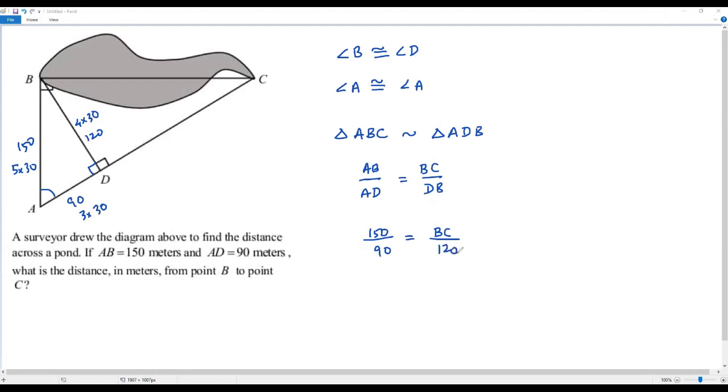Okay, let me do it. Here both 150 and 90 have the greatest common divisor 30. That is, 30 goes into 90 3 times and 30 goes into 150 5 times. We get 5 over 3 equals BC divided by 120. Now let's multiply both sides of this equation by 120 to solve for BC. This 120 will cancel out. Here 3 goes into 120 40 times. When I multiply this 40 and 5, I am getting 200. That is 200 is the length of BC. So the distance from point B to point C is 200 meters.